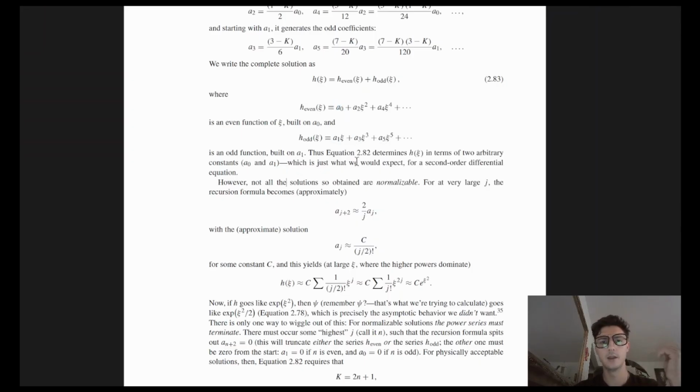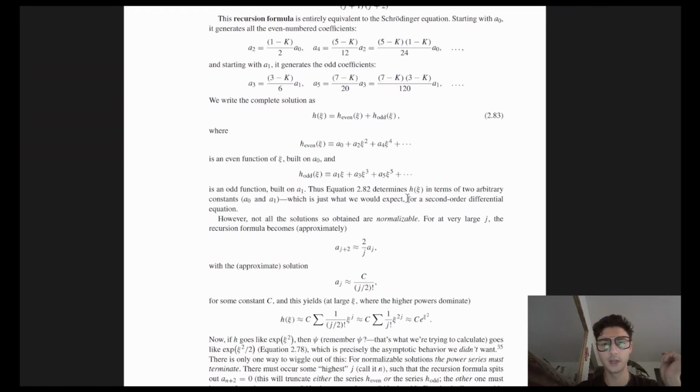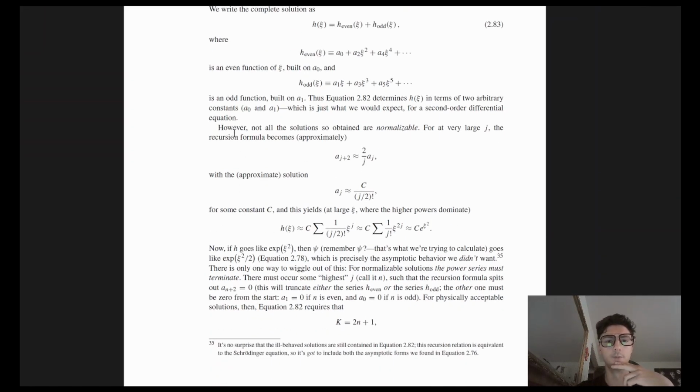Kind of interesting. Thus, equation 2.82, this one here, determines h of xi in terms of two arbitrary constants, a0 and a1. If you have a0 and a1, you can fabricate a2, a3, a4, a5, all of the other ones, which is just what we would expect for a second order differential equation. A second order differential equation depends on two constants. Cool. However, not all the solutions so obtained are normalizable.